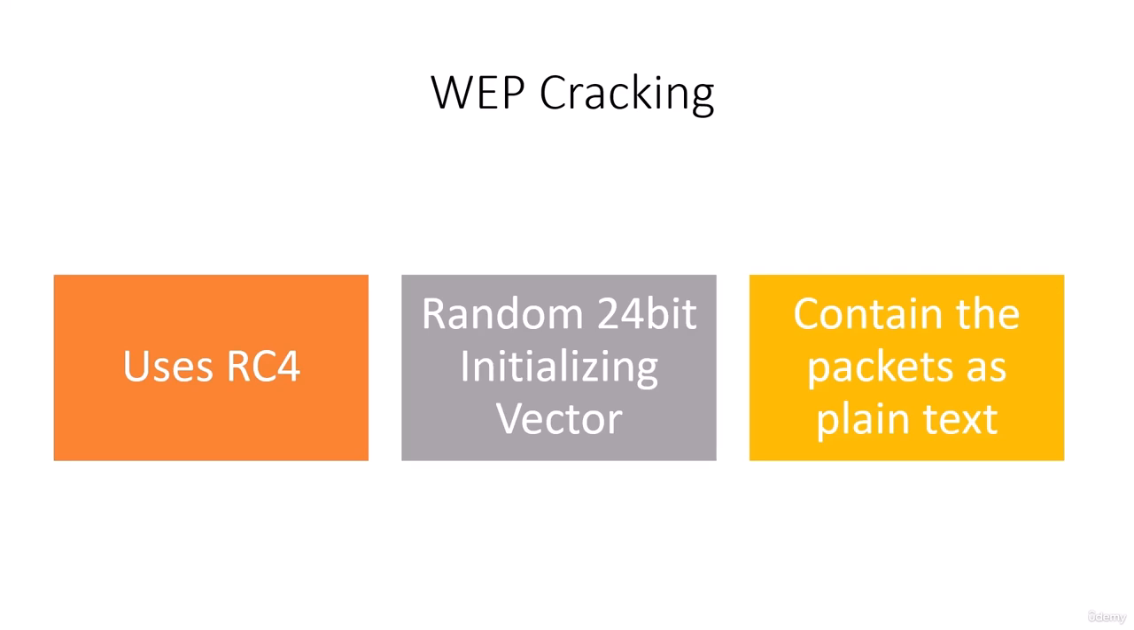So the first encryption that we're going to talk about is WEP, or WEP cracking or WEP breaking. It is the oldest one and the easiest one to break, but we still need to learn how to break it, because you will see networks that still use WEP. WEP encryption uses an algorithm called RC4.